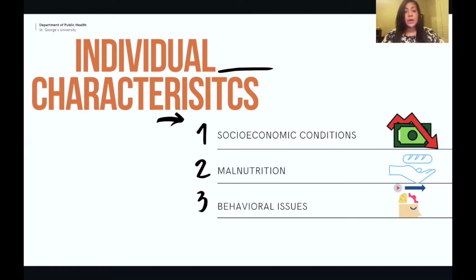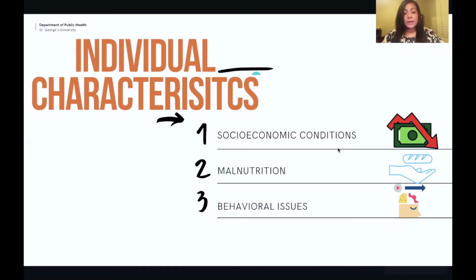Malnutrition is another individual characteristic that places somebody at a high risk, and this is because diets lacking protein, energy, iron, vitamin A, and zinc increase the risk that an infection could produce a full-blown picture of disease if infected with Leishmania.